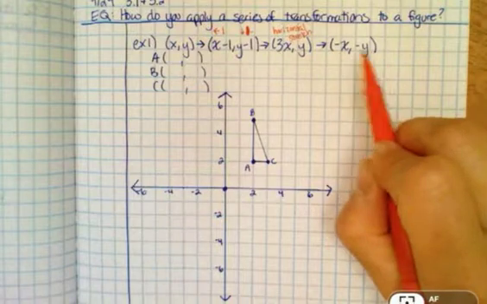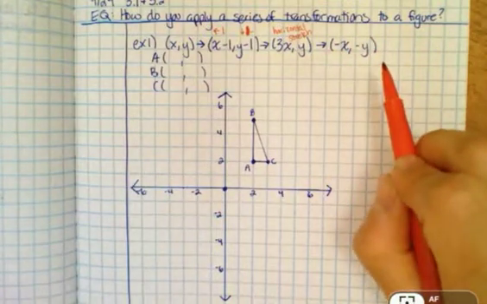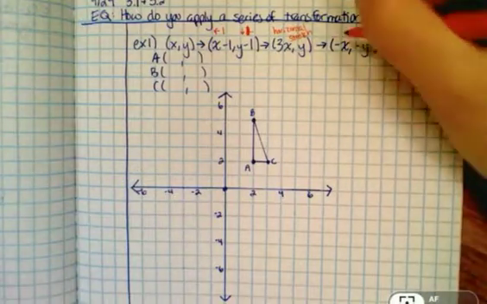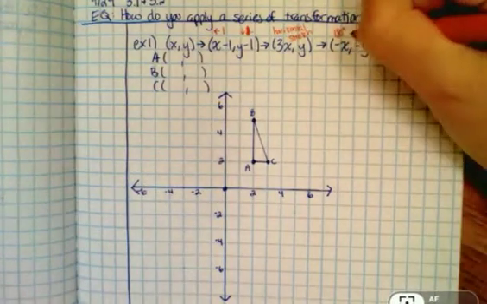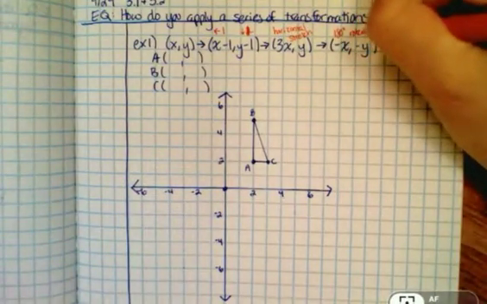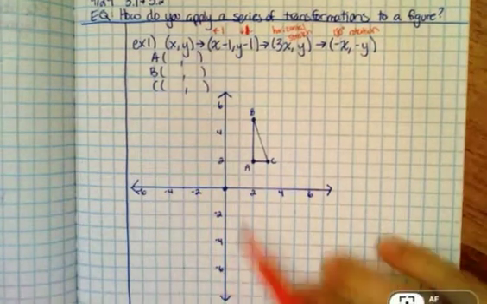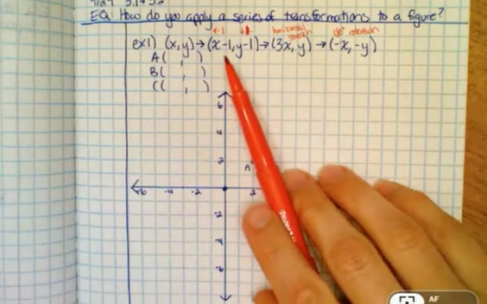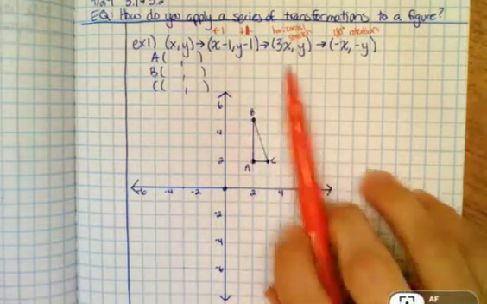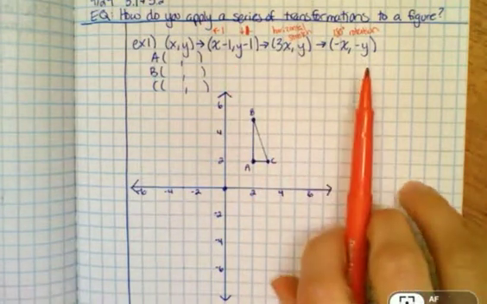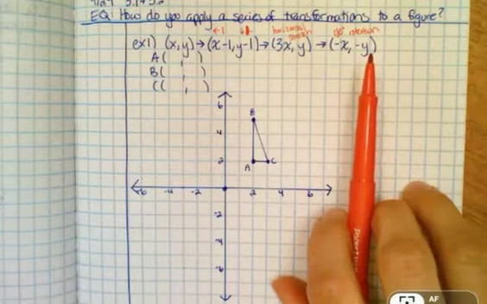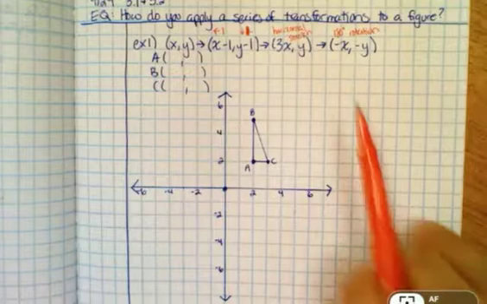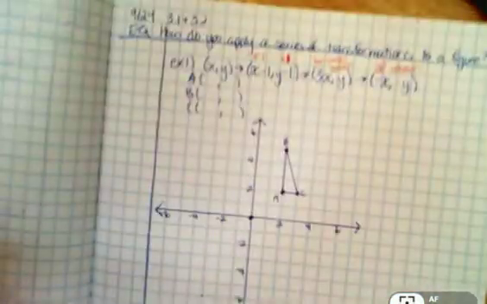And then my last transformation, this is just a rule that I happen to know and you may not yet, but this is going to be a 180-degree rotation. Sometimes instead of giving you these rules, it'll actually say, first, translate your figure 1 to the left and 1 down. Next, do a horizontal stretch of 3, and then do a 180-degree rotation. And if it did that, you would have to pull these rules and write them down. But in this example, they were given to us.